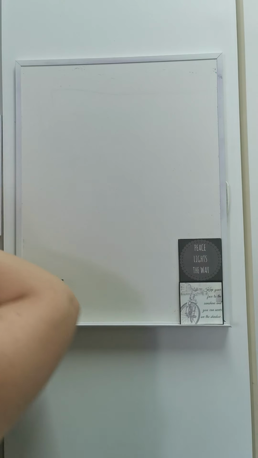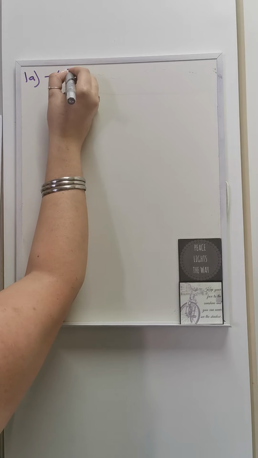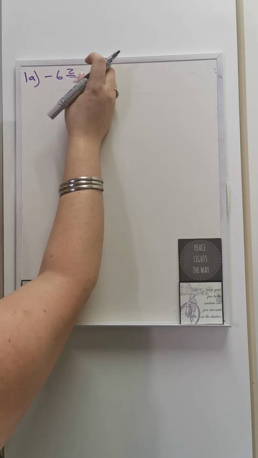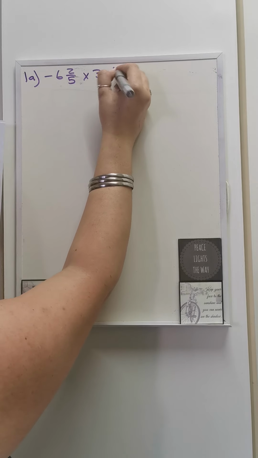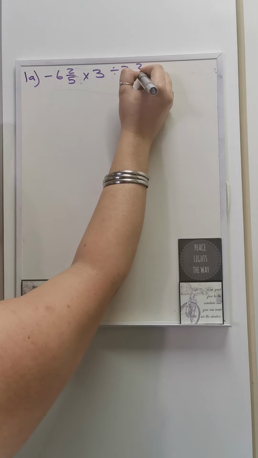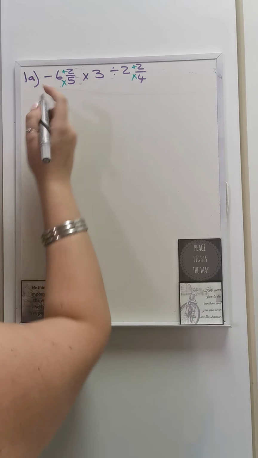Okay, so let's start with number 1a. Negative 6 and 2 over 5 times 3 divided by 2 and 2 over 4. Okay, remember, we cannot work with mixed numbers. We have to let them be improper fractions. So we're going to have to times and plus here, times and plus there.